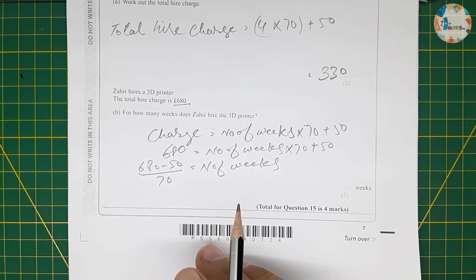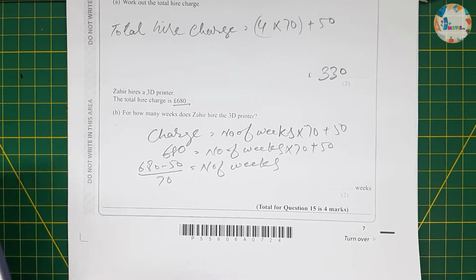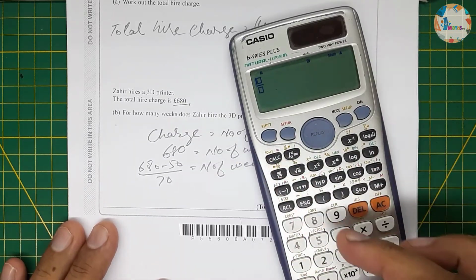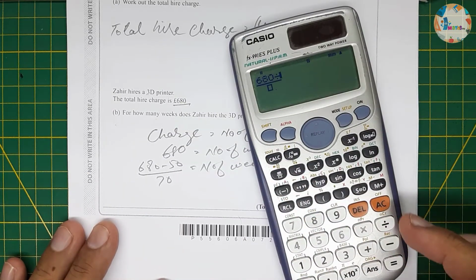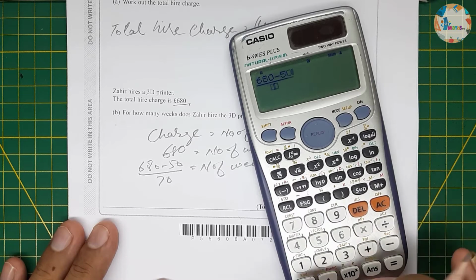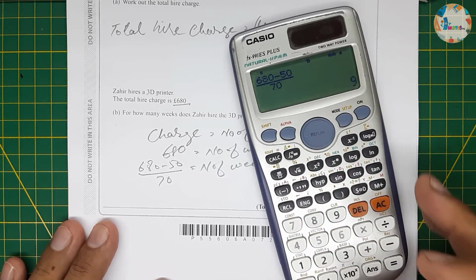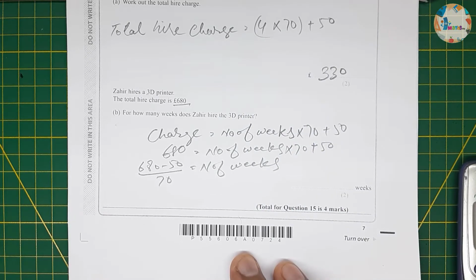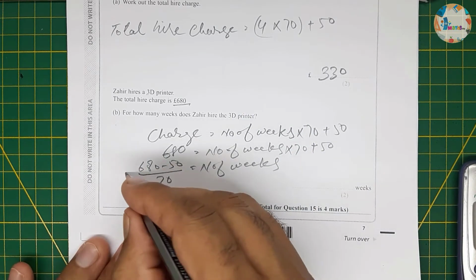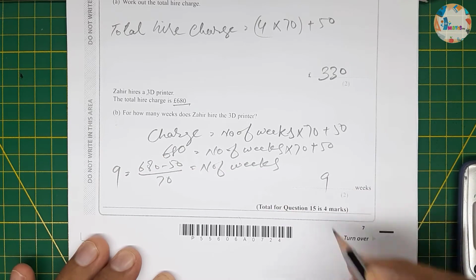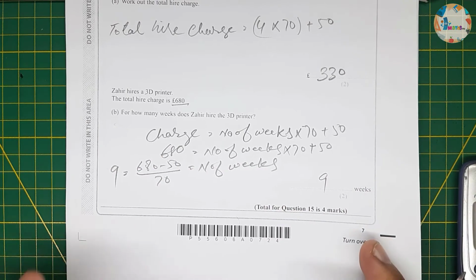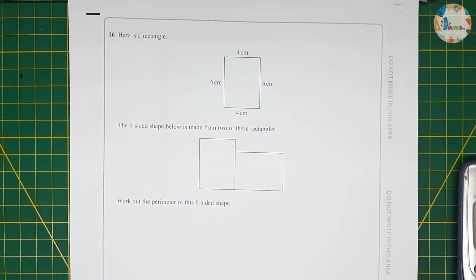So we can calculate this. 680 minus 50, so we can write in fraction: 680 minus 50 divided by 70. This will give us the calculation for 9 weeks. So this number 9 we can write over here. Hopefully you understood this. Question number 16.